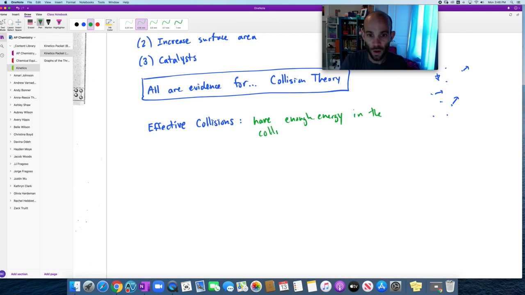and it also seems to be reasonable to think that the orientation in space might make a difference. Probably does. So have enough energy in the collision, and the molecules are oriented in space appropriately.